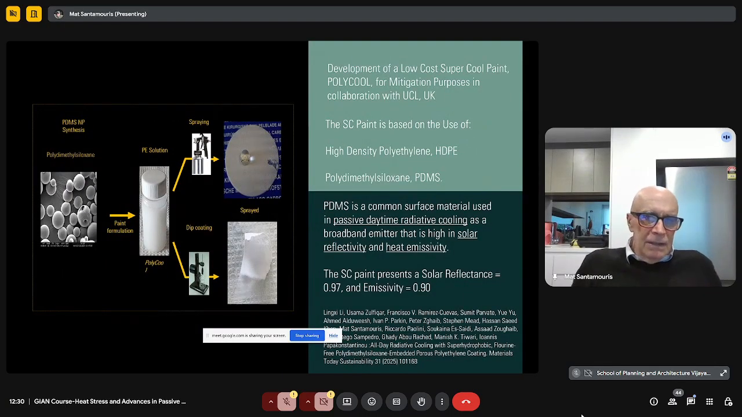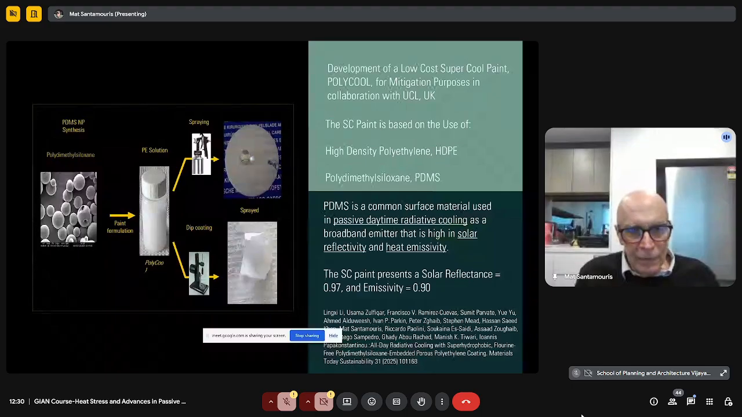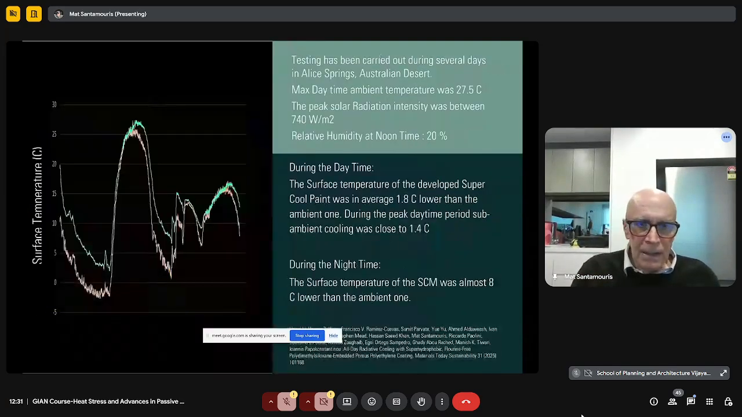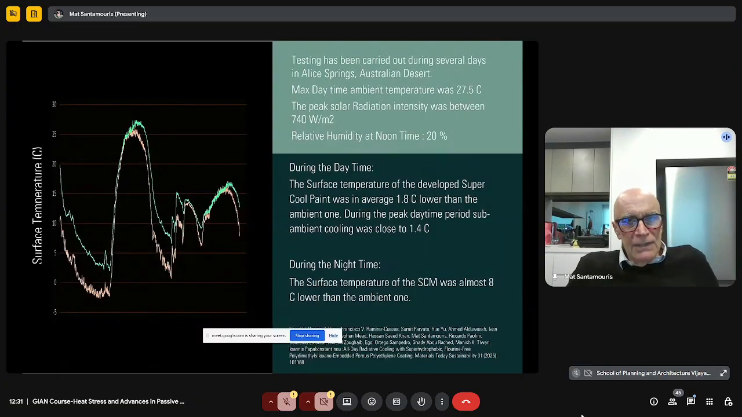Recently, we have succeeded to develop some simple paints together with some colleagues from the UK, simple paints which really can be used everywhere, and low-cost paints which present a very high reflectance in the solar spectrum and a very high emittance in the atmospheric window. Extensive testing of these materials has shown that this paint can have 5-6 degrees lower surface temperature during the day than the ambient one, subambient temperature, and up to 15 degrees lower temperature during the night.